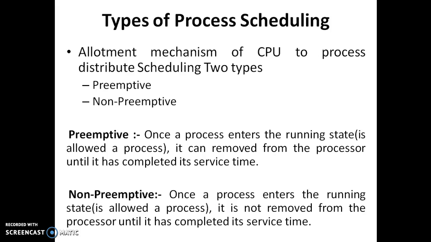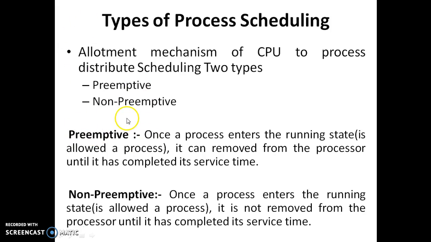The last part in this given schedule is nothing but process scheduling and its types. The allotment mechanism of the CPU to the process decides what types of scheduling we are going to use. There are two types, called preemptive and non-preemptive. In normal language, preemptive means a permissible scheduling algorithm, and the other, non-preemptive, means no permission for the CPU to be taken away from the process.